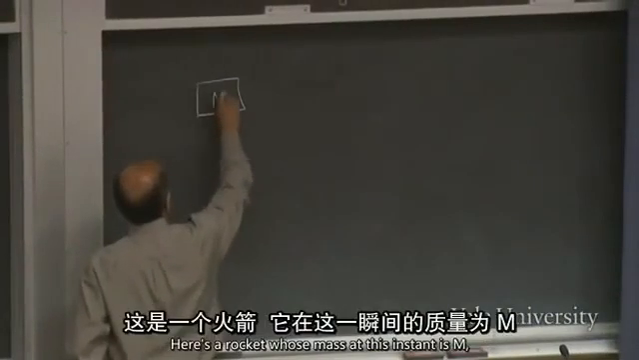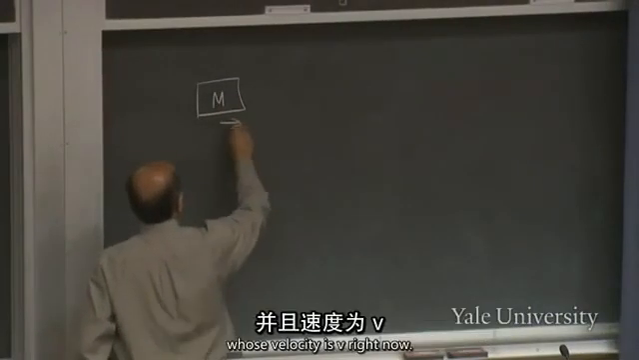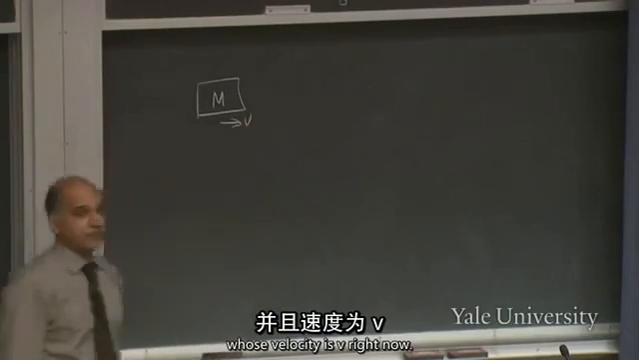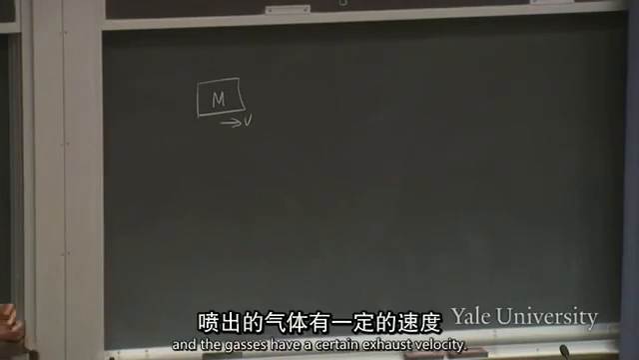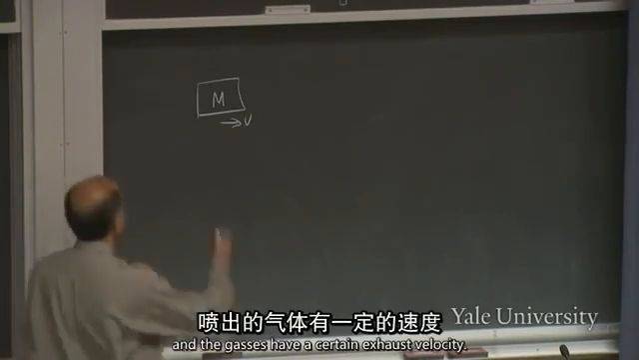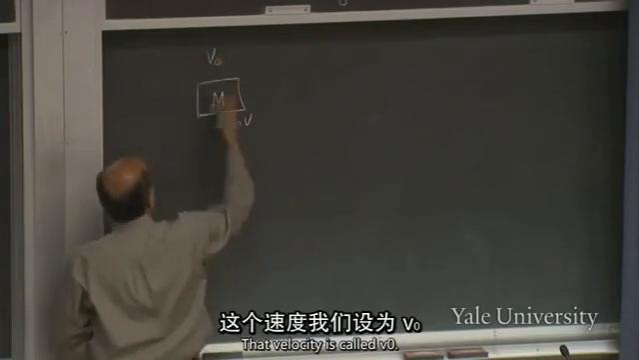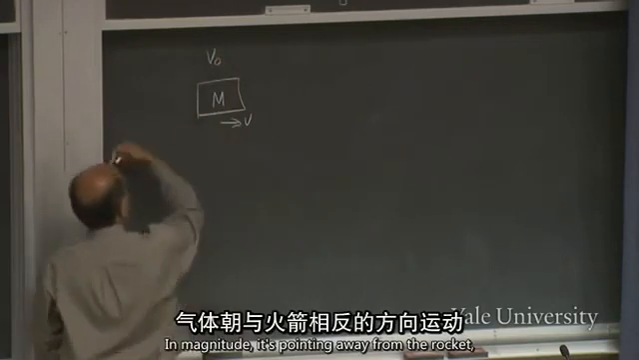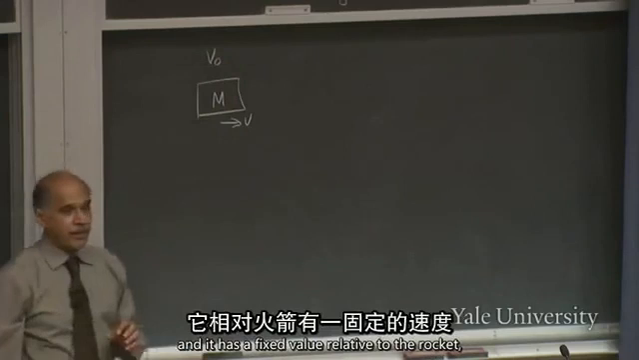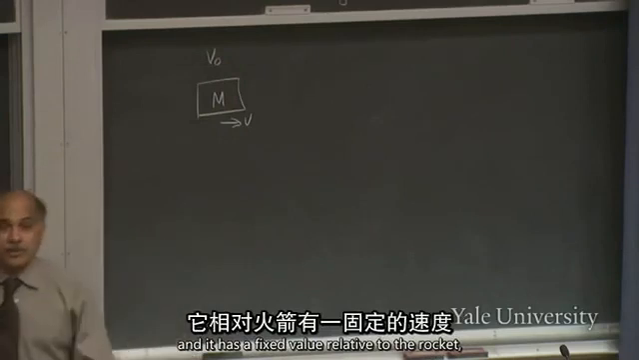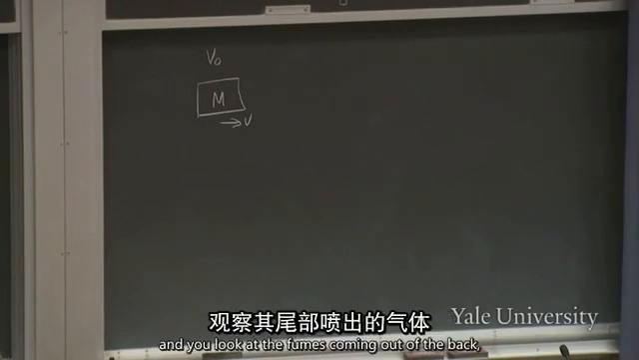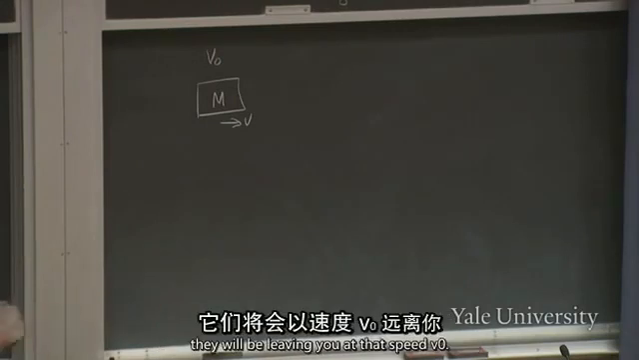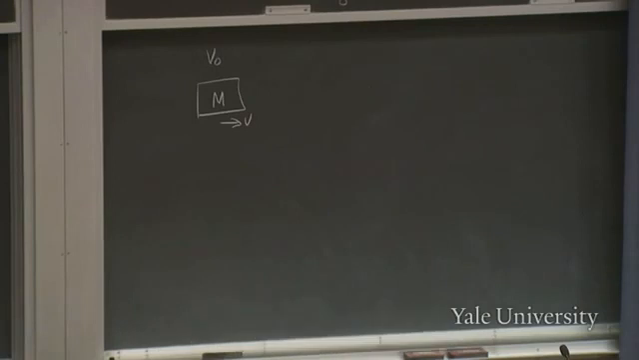Here's a rocket whose mass at this instant is m, whose velocity is v, right now. What rockets do is they emit gases, and the gases have a certain exhaust velocity. That velocity is called v0. In magnitude, it's pointing away from the rocket, and it has a fixed value relative to the rocket, not relative to the ground. If you're riding with the rocket, and you look at the fumes coming out of the back, they will be leaving you at that speed v0.